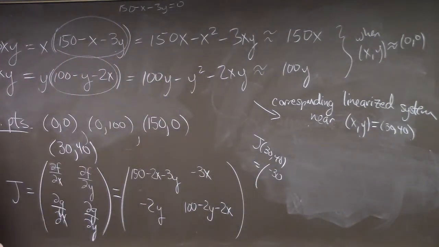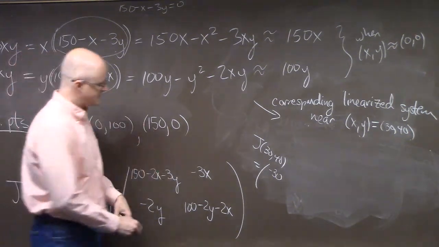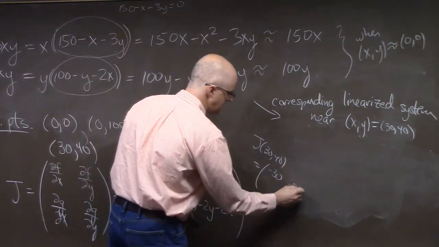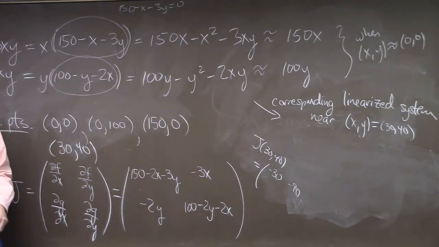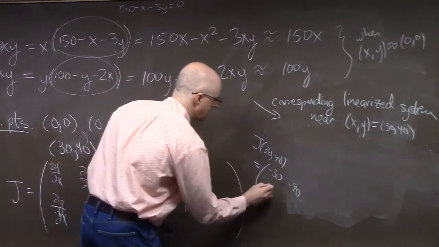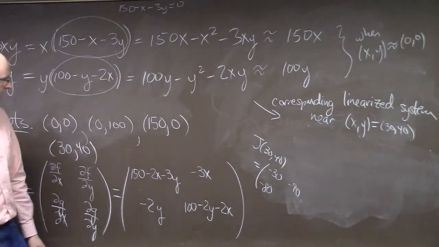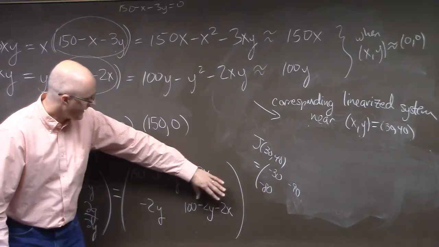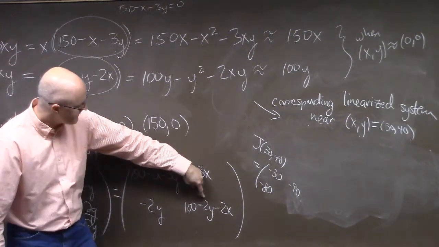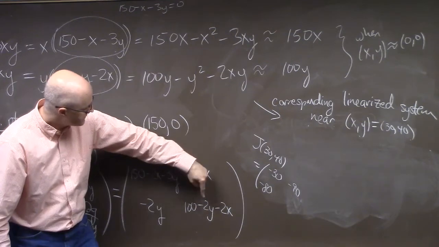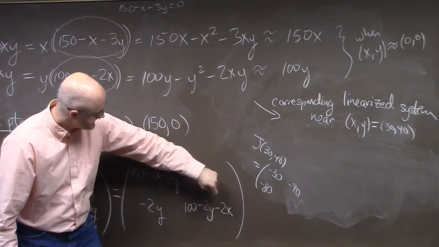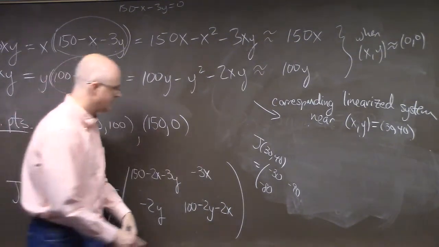Take a second to check my work there. I will as well. Looks good. Negative 3x is negative 3 times 30, which is negative 90. Negative 2y is negative 2 times 40, which is negative 80. And 100 minus, okay, I did it in that order carefully here. It doesn't matter because they both have a negative 2 in front of them. 100 minus 80 minus 60 is negative 40.